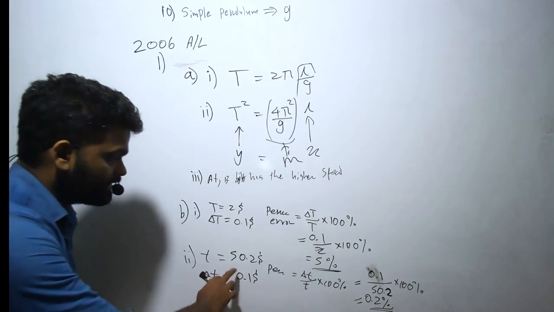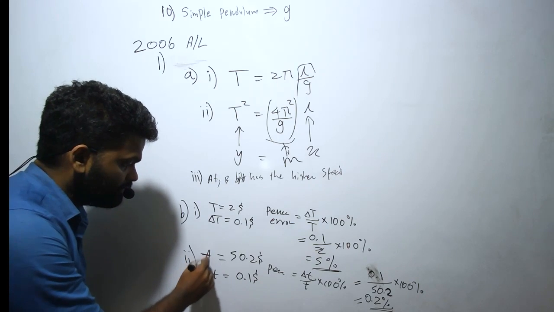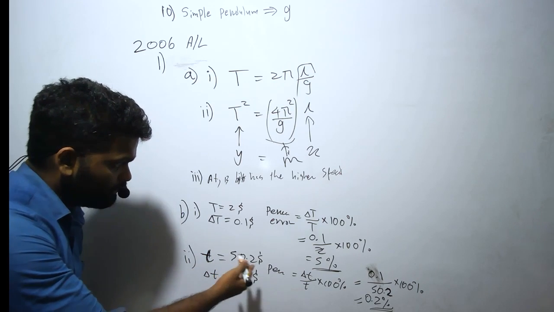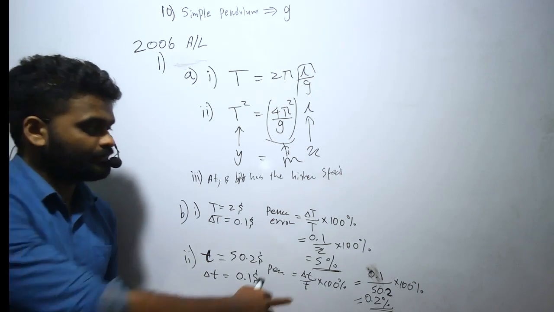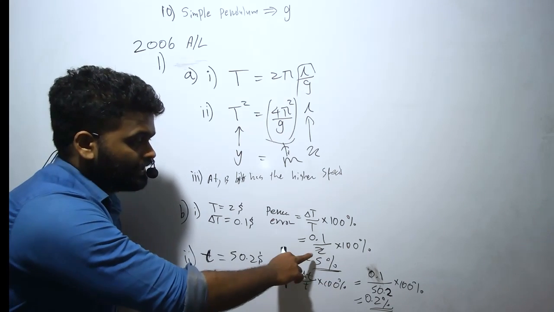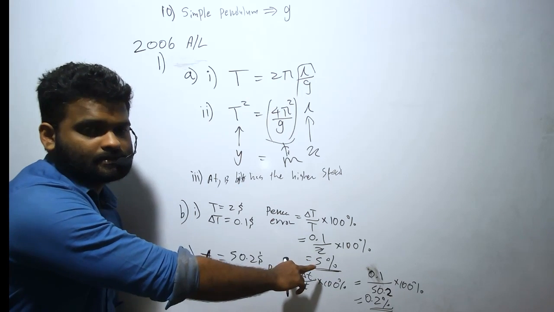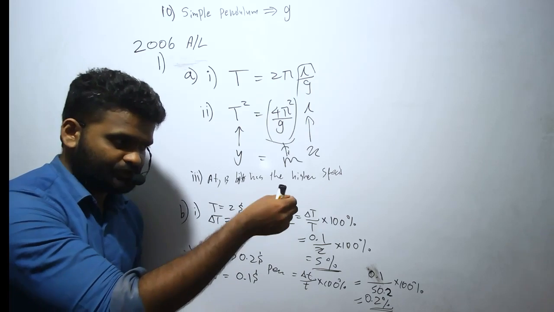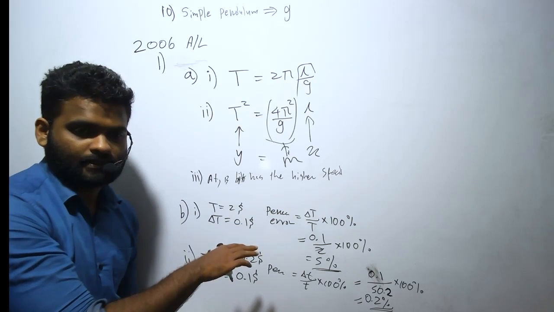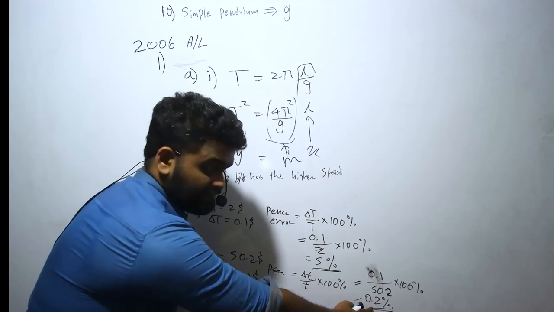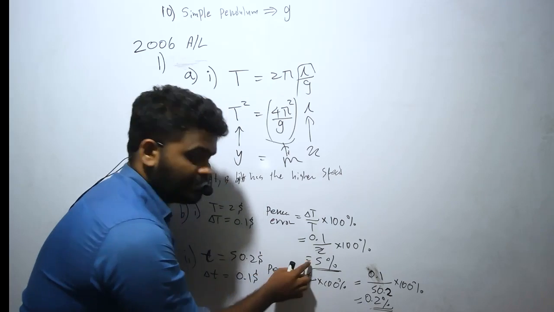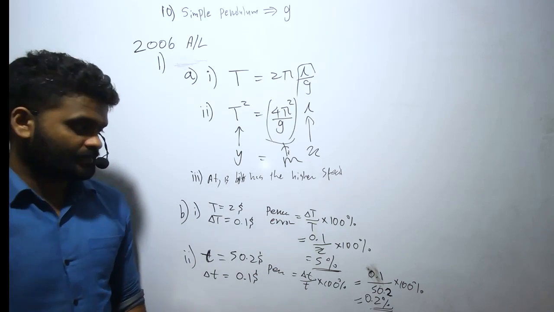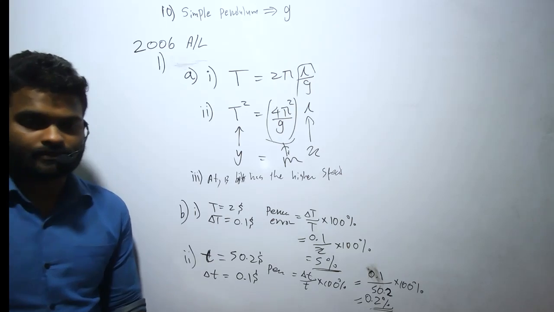For the measurement of 25 oscillations, the fractional error is 0.2%. For one oscillation, the fractional error is 5%. The recommended fractional error should be less than or equal to 1%, right? This is okay, 0.2. This is not. That's why we take 25 oscillations.